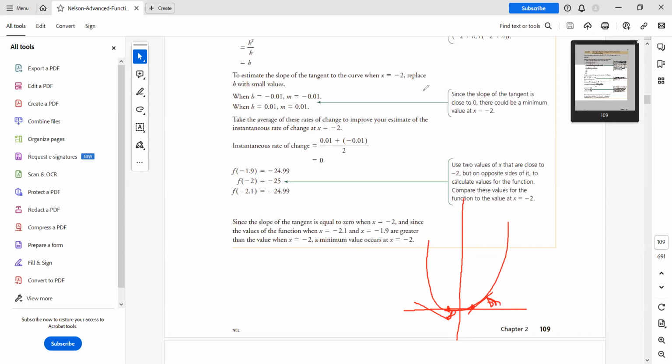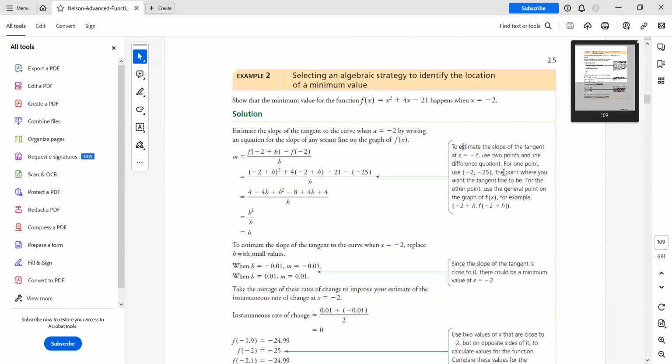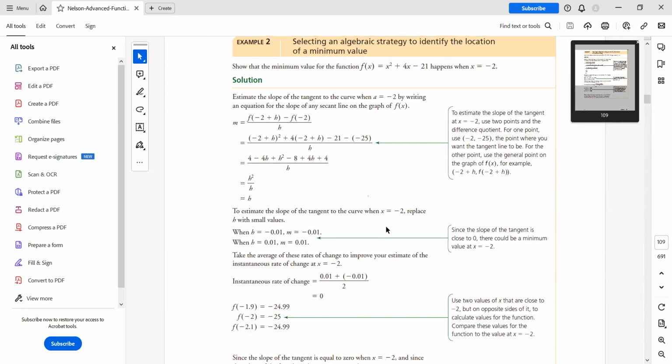Any questions about this? Any questions about how to use the difference coefficient to estimate the instantaneous rate of change? This is a very important technique, because later on you're going to see that many polynomial functions have more than one maximum or minimum value, and using this technique will help you to evaluate these minimum and maximum points. Any questions?